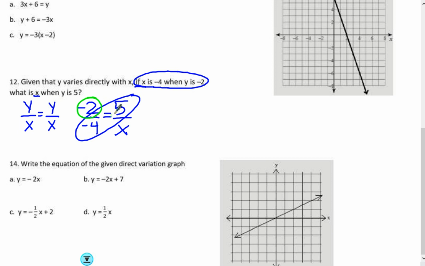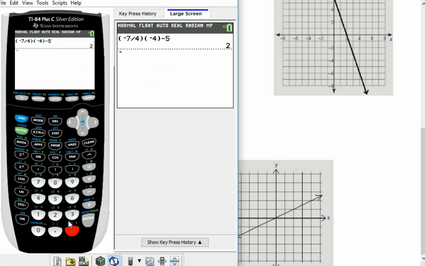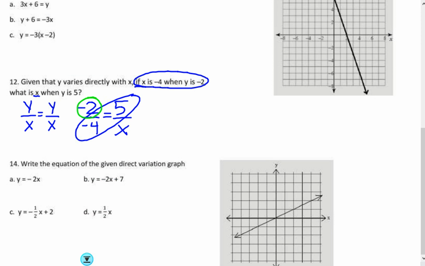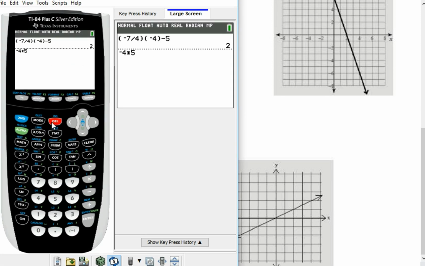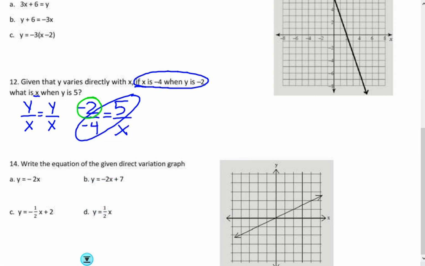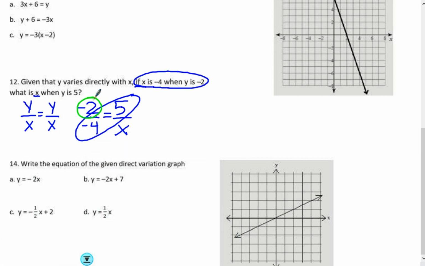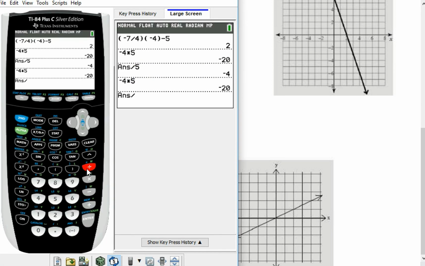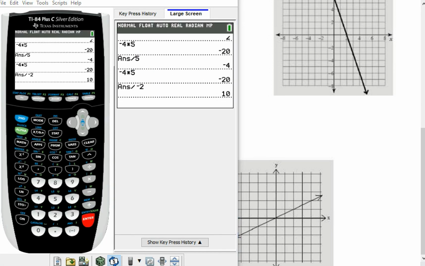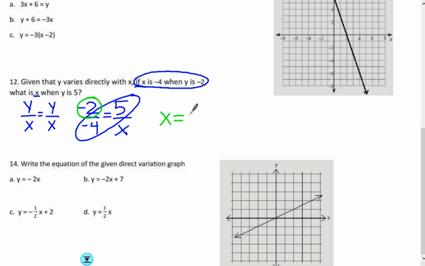So negative 4 times 5 is negative 20, and we can do this in our calculator. Negative 4 times negative 5. Oh, I think it was positive 5. Negative 4 times 5 is negative 20. And then we're going to divide by that last remaining number. Nope, I lied, it's negative 2. So, sorry, let me try that one more time. Negative 4 times 5, and then we divide by the third number, which is negative 2. So divided by negative 2, and we get 10. So in this case, x is equal to 10.